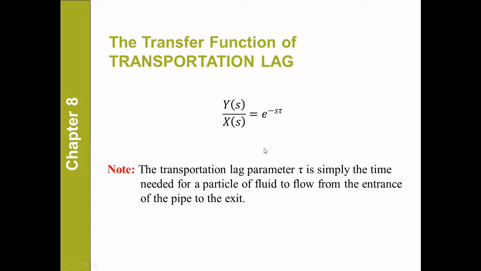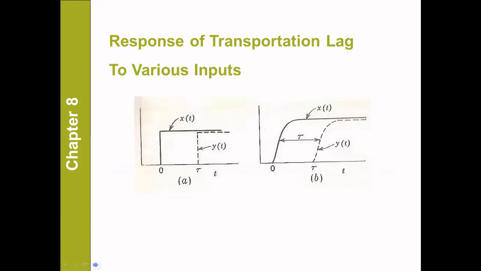Now, before I go to the approximate equation, there's a note here that the transportation log parameter tau is simply the time needed for the particle of fluid to flow from the entrance of the pipe to the exit, which I have mentioned a while ago. So in here, if you're going to plot the input, amo na siya, the output is really similar, more or less, in terms of graph to the input, but it only lags. So this is your input. If it's box type, this is your output. Box type man siya gyapon. Naglag lang siya by tau.